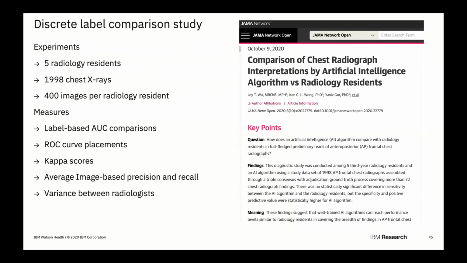The next study was a discrete label comparison study that we reported in JAMA last year. And thank you, Dr. Said Mohammed. So we only have 1 minute. Okay. So we can discuss more about these studies.